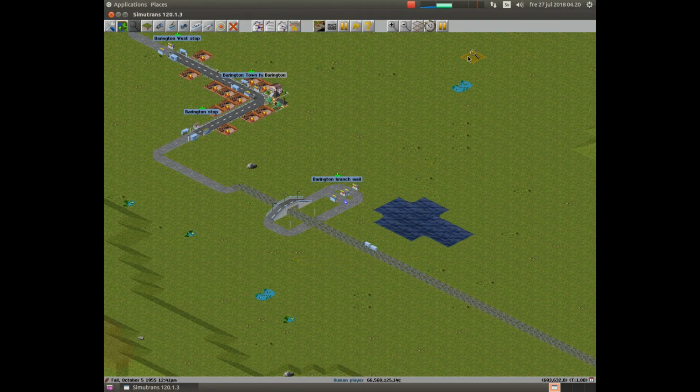Today we take to the air because we should talk about air transport. We cannot talk about passenger and mail without talking about air transport.